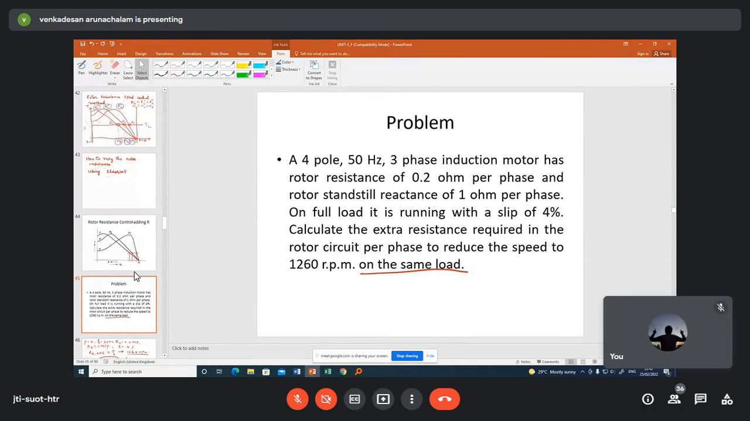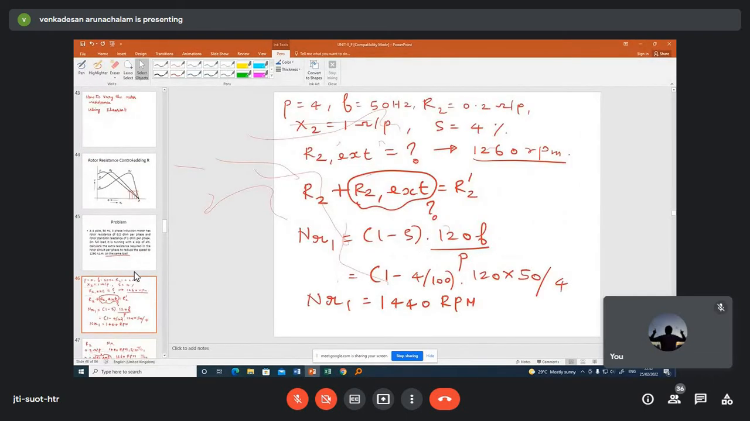First, as usual, you write the given data. So I have written the given data. P is equal to 4, F is equal to 50 Hz. You can see here, P is equal to 4, F is equal to 50 Hz. Rotor resistance is 0.2 ohm per phase. Rotor reactance is 1 ohm per phase, and slip is 4%.